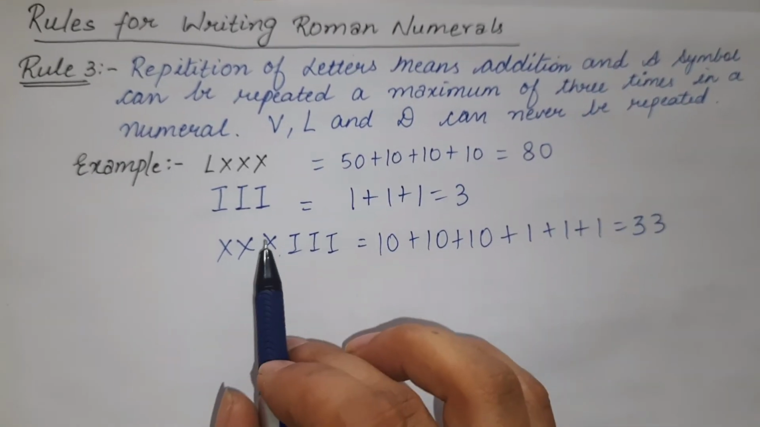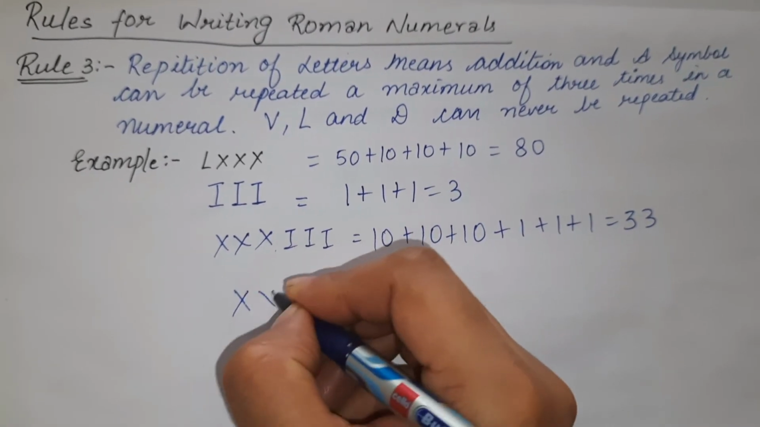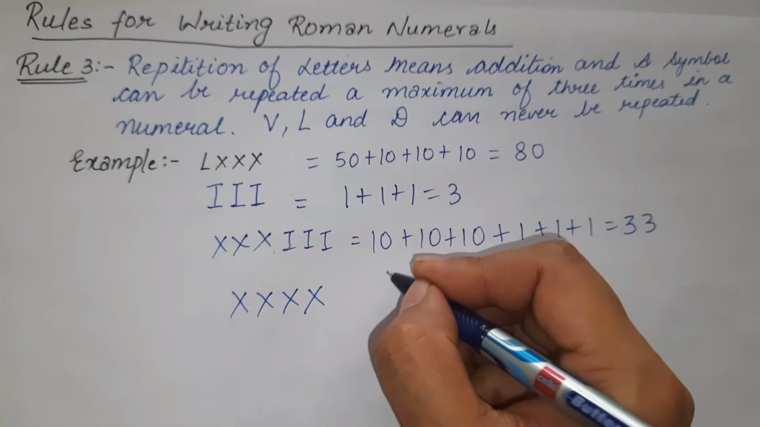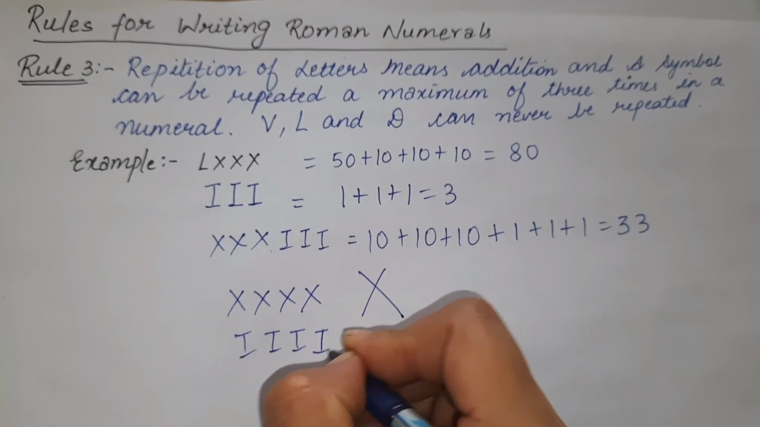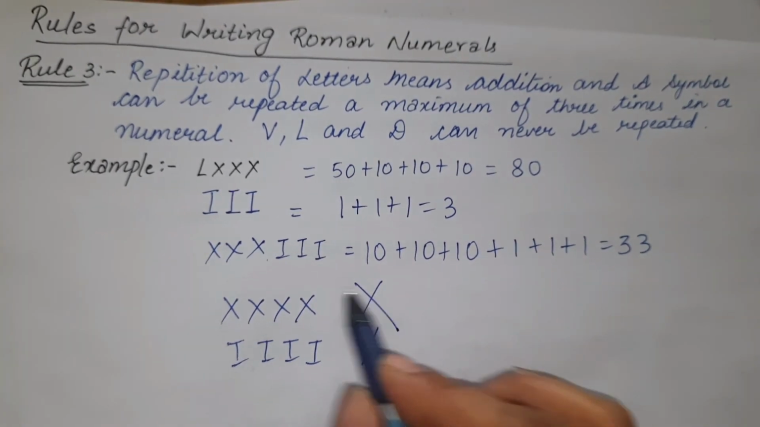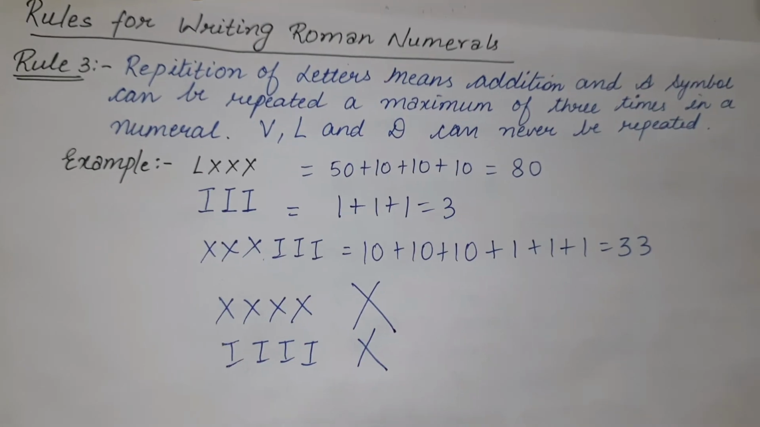And a symbol can be repeated maximum thrice. Okay, we cannot write like this, this is wrong. Okay, we cannot write I 4 times, this is wrong. Okay, we cannot write like this, we have to repeat the symbols only thrice.